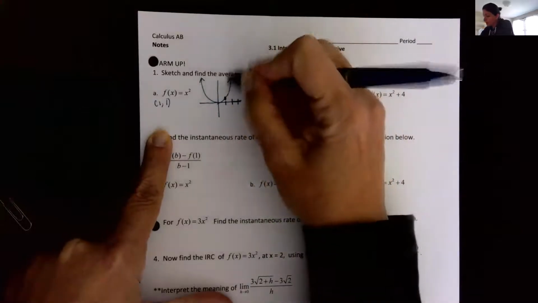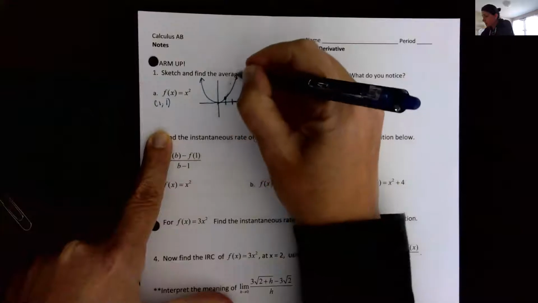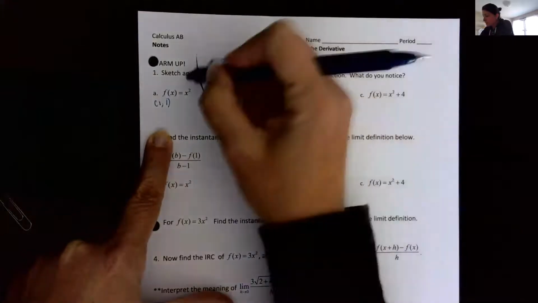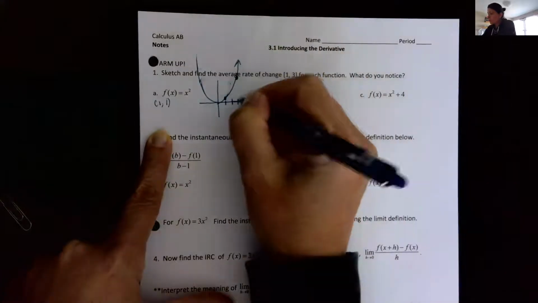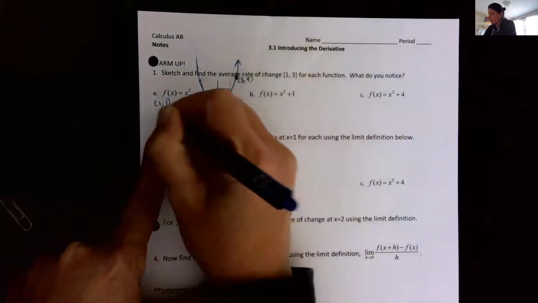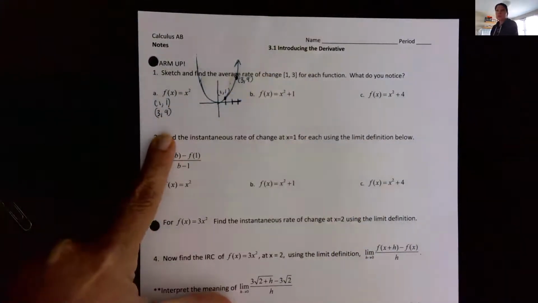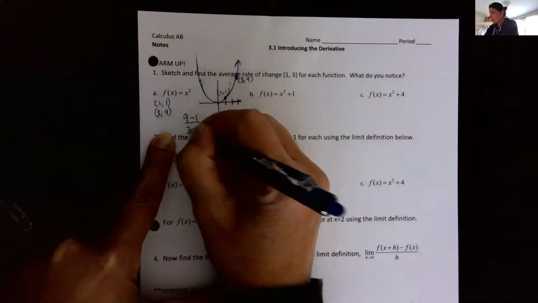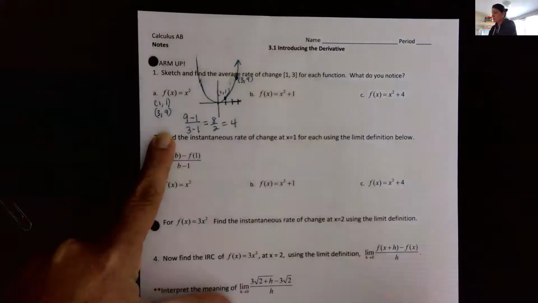So let me do that. Let me fix my picture a little bit. So still not probably best or to scale, but okay. All right, so at 3, we're at 9. 9, 1, 1. So we have the points we need to actually calculate a rate of change. So 9 minus 1 over 3 minus 1 is 8 over 2, which is 4.